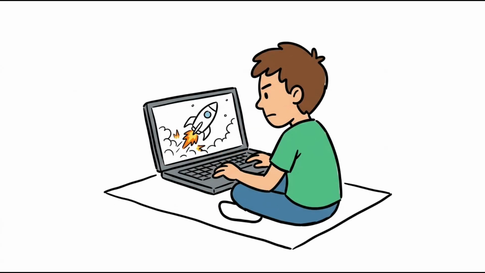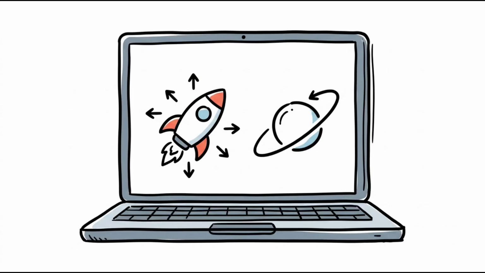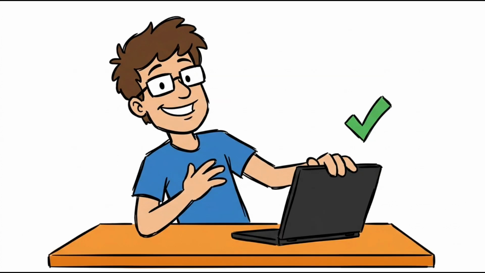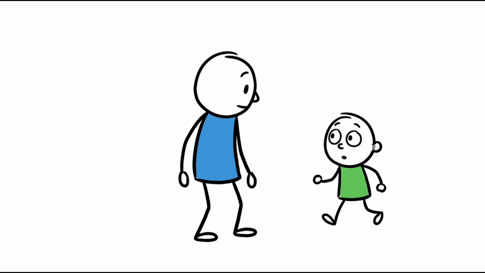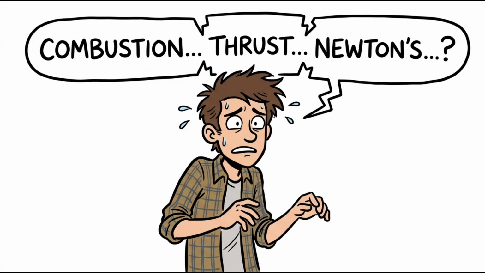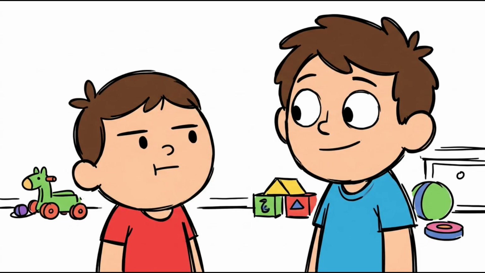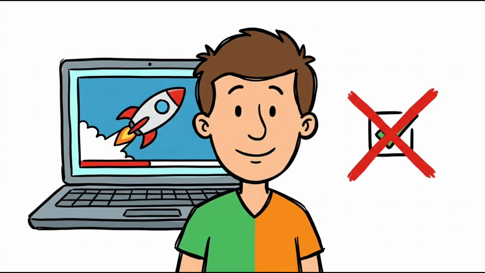Meet Sam. Sam just watched a video about rocket science. 45 minutes long, fuel combustion, thrust vectoring, orbital mechanics, all of it. Sam finishes the video and thinks, yes, I completely understand rockets now. Then Sam's little cousin walks in and asks, how does a rocket actually go up? And Sam says, well, there's combustion and thrust and, Newton's something? The cousin just stares at him. Sam has no idea what he's talking about, even though he just watched the whole explanation.